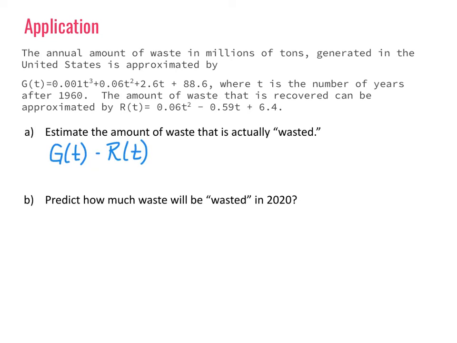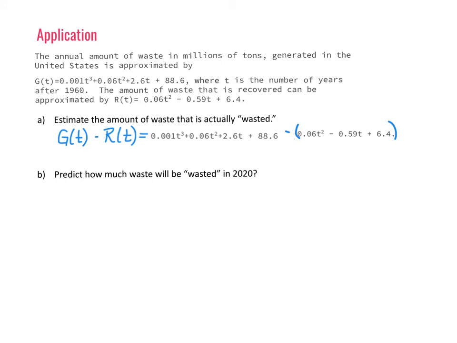So we're going to take the total waste and subtract the amount that is recycled. So I am going to subtract, and I have 0.001 t to the third, which there's nothing like with this, so I'm just going to rewrite it. Then I'm going to combine the squared terms. So I have 0.06 t squared minus 0.06 t squared, so these will cancel. Then I'm going to have 2.6 t minus negative 0.59 t.